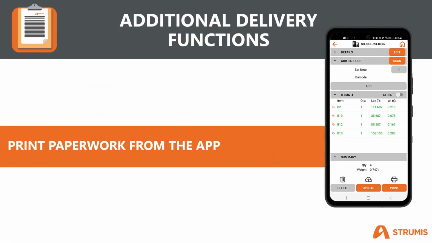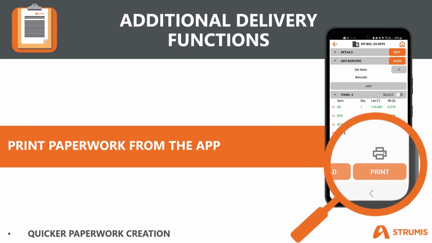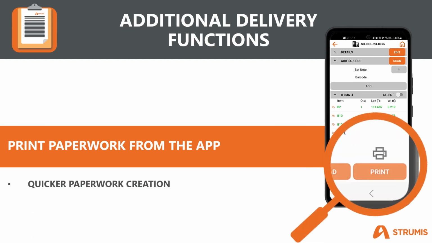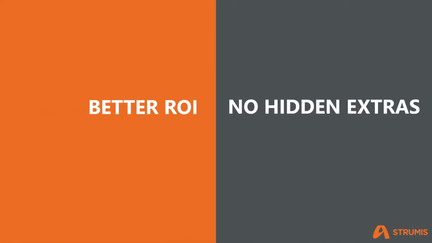On top of all of that new functionality, the shop or yard workers can print the shipping tickets from within the app to the designated printer connected within the web service. The adoption of this new functionality within the Mobility app goes a long way towards helping our customers to get the maximum return on their investment without any hidden extras.